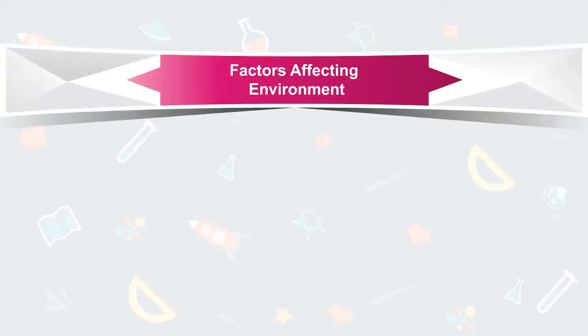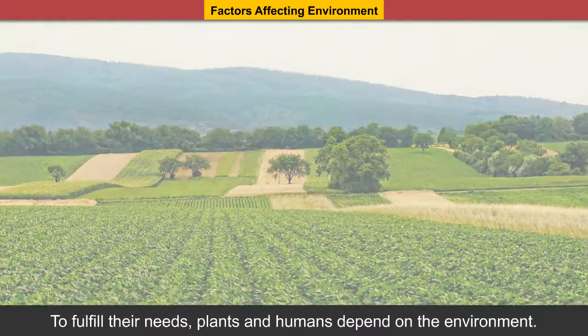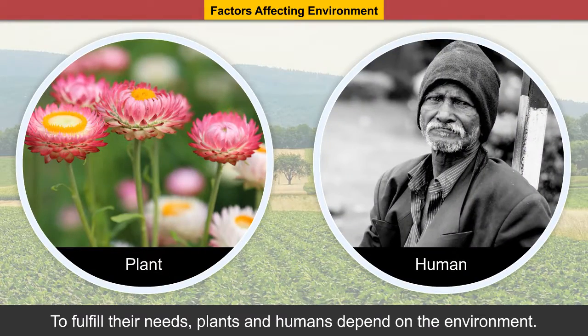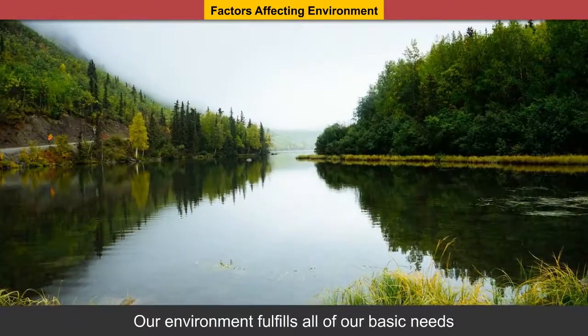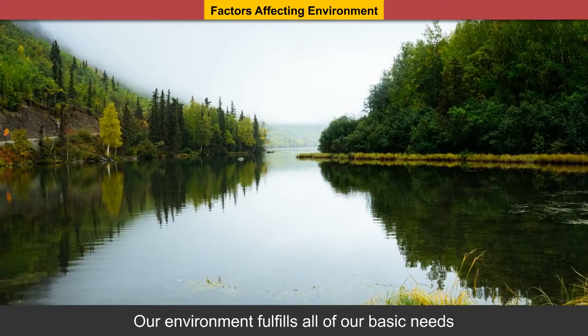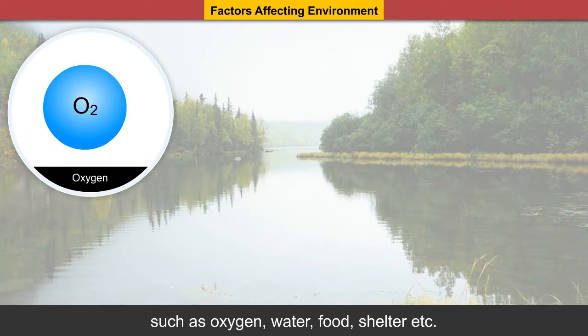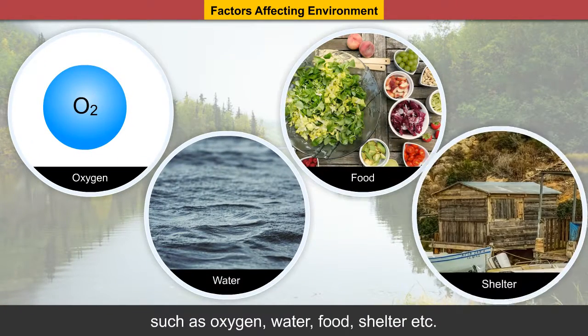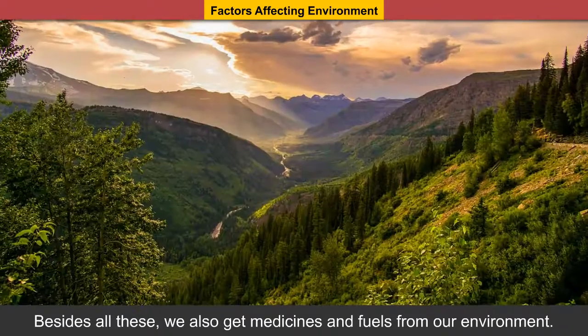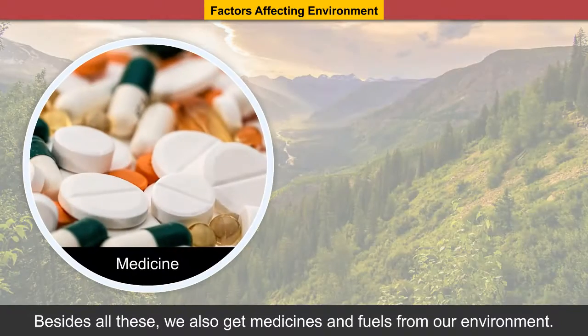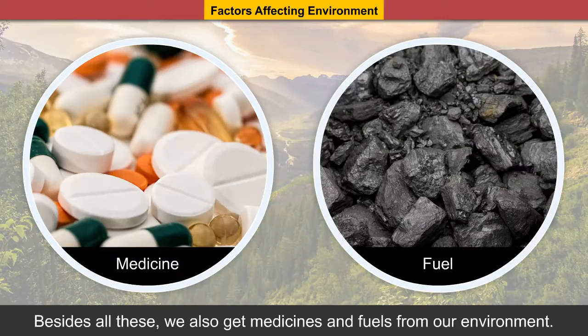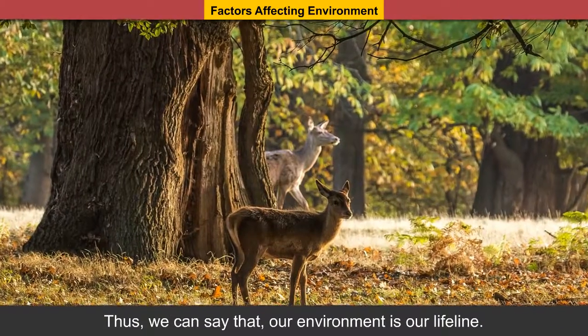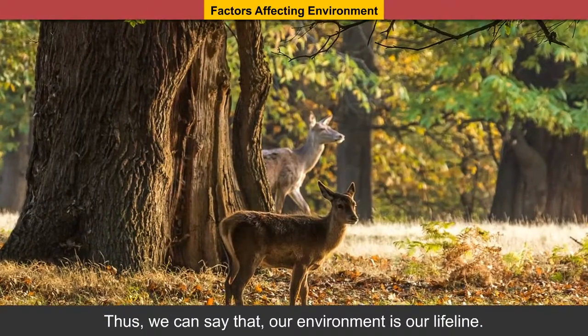Factors affecting environment. To fulfill their needs, plants and humans depend on the environment. Our environment fulfills all our basic needs such as oxygen, water, food, shelter, etc. Besides all these, we also get medicines and fuels from our environment. Thus, we can say that our environment is our lifeline.